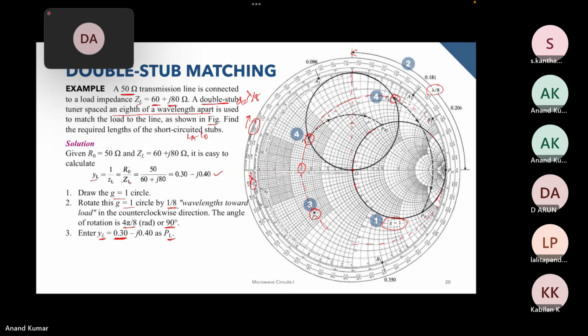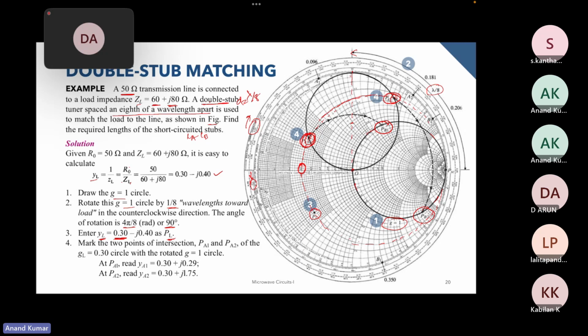You can just highlight the circle which is there. For 0.3 we mark the point PA1 and PA2 at 4. So we've got this point. Now since we had rotated our circle by lambda by 8, we translate this particular PA1 point to PB1 and PA2 point to PB2. So we bring them back over here. So that is done.